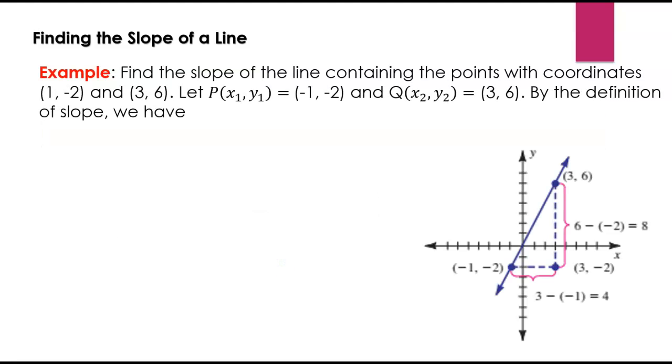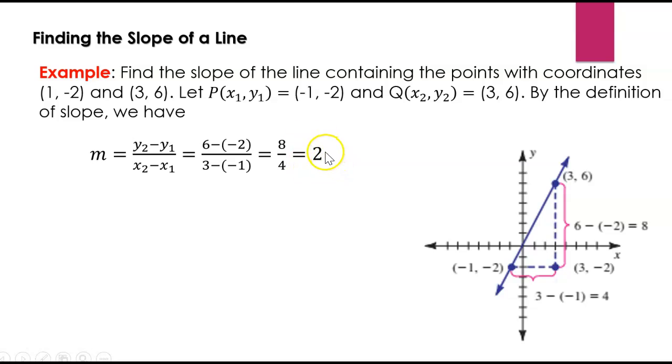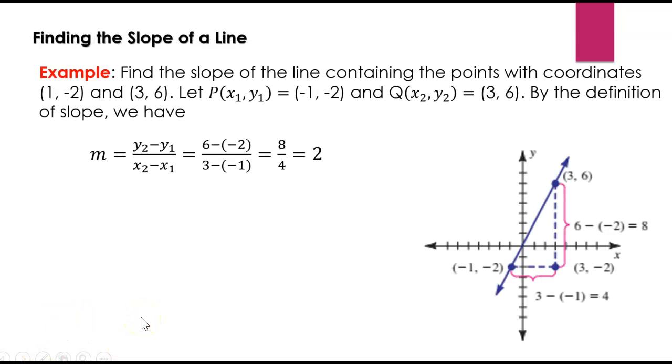Finding the slope of the line. Second one. Find the slope of the line containing the points with coordinates -1, -2, and 3, 6. Let P of x1, y1 be -1, -2, and Q of x2, y2 be 3, 6. So, by the definition of the slope, we have 6 minus -2 over 3 minus -1. Again, this will become addition, so we get 8 over 4, and our slope is 2. So you'll see again that the slope is positive, and in fact, the line is rising from left to right.